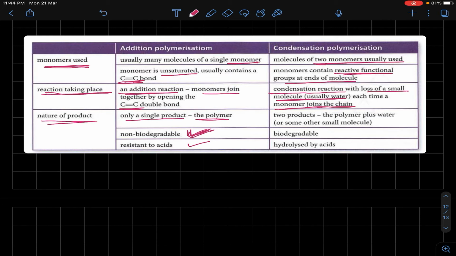But the nature of the condensation polymers is that in polymerization we get two products. One is the polymer plus a small molecule, and most of the time that small molecule is water. Plus it is biodegradable, and how they are biodegradable, we will discuss at the end of this topic. They can be hydrolyzed by acids, right? So this is a comparison between the addition polymers and the condensation polymers. And next we are going to discuss the natural condensation polymers.